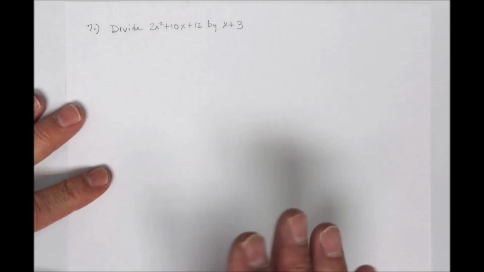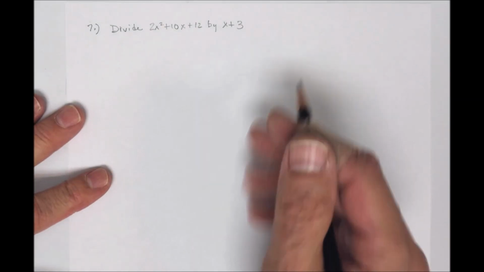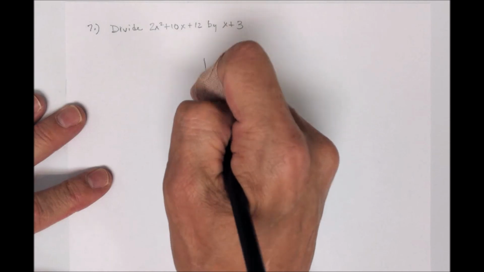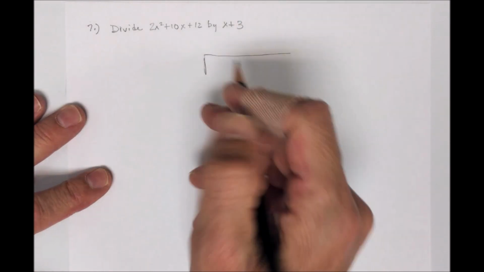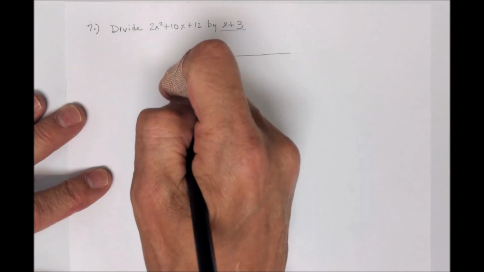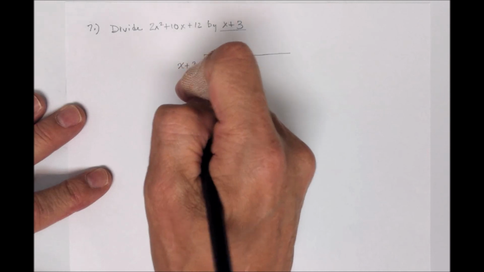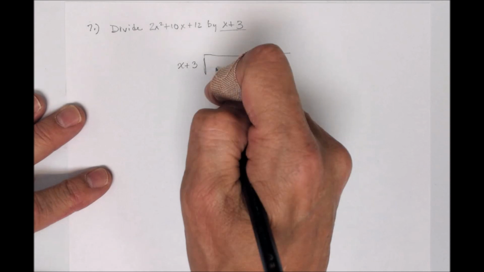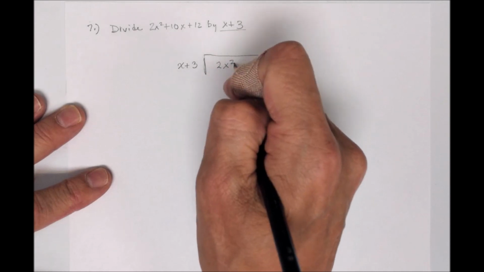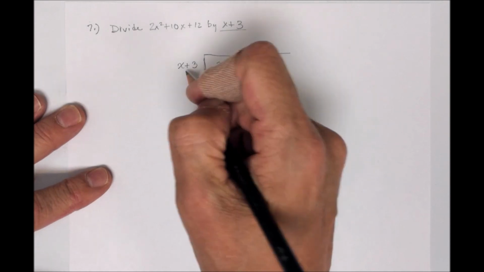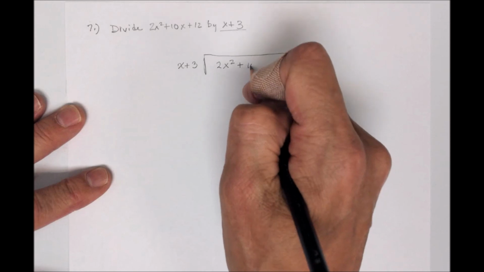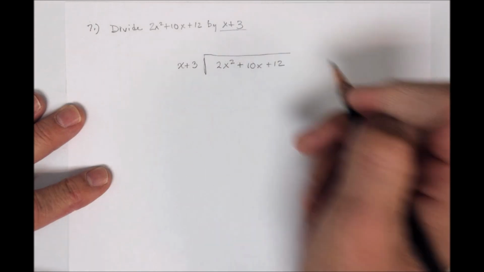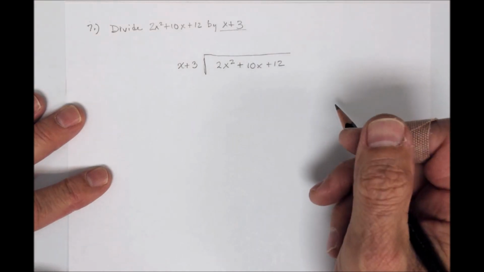Now, here's what I want you to do. I want you to think of this as a regular old division problem. Put your division sign. You're dividing by x plus 3, so that goes on the outside. You're dividing into 2x squared plus 10x plus 12. Now, the good news is both the divisor, that's this part, and the dividend, that's this part, are already in descending order. If they're not in descending order, you have to rearrange the terms.